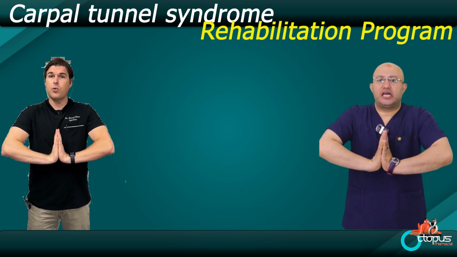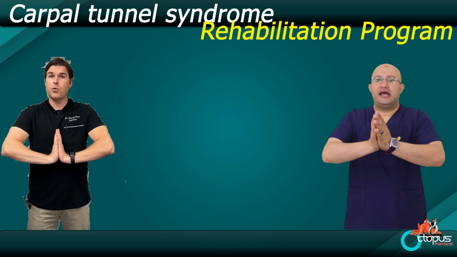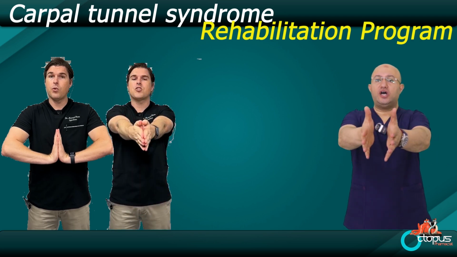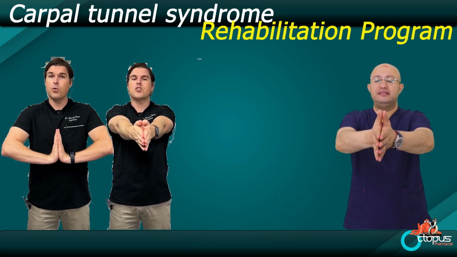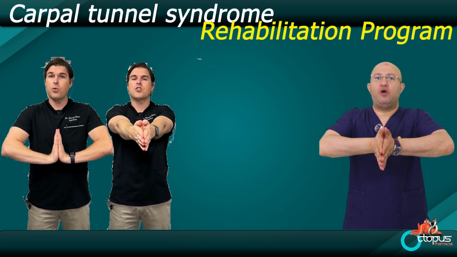Exercise 2, Wrist Flexion and Extension Movements. Purpose: to stretch and mobilize the wrist, reducing tension in the carpal tunnel. Steps: bring both hands together in front of your chest in a prayer position.